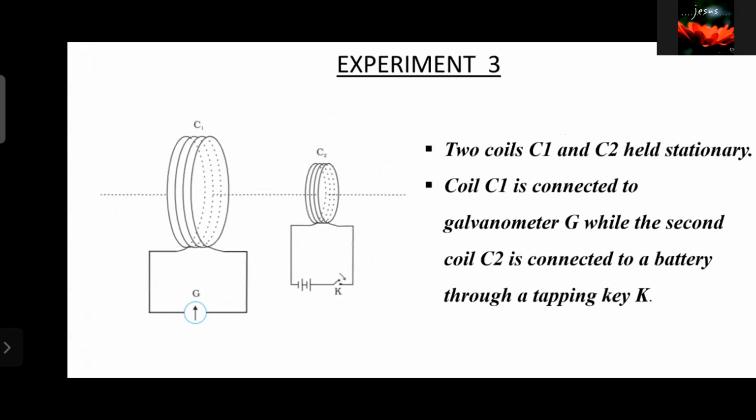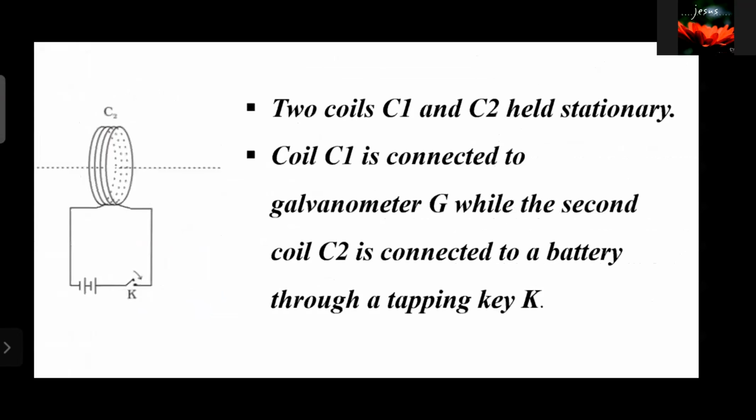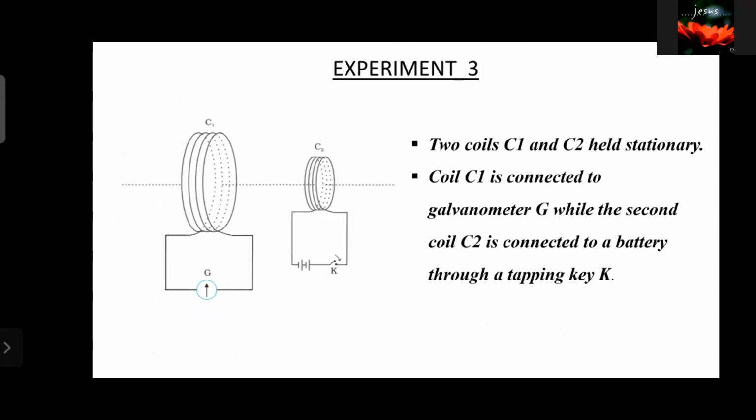This is the only experiment where we keep the two coils stationary, and we can see what happens in the galvanometer. While doing this experiment, we can come to some inferences. Okay, let's go to it.